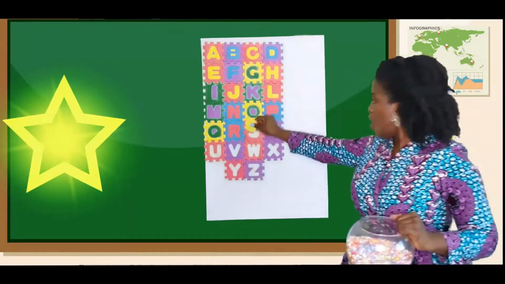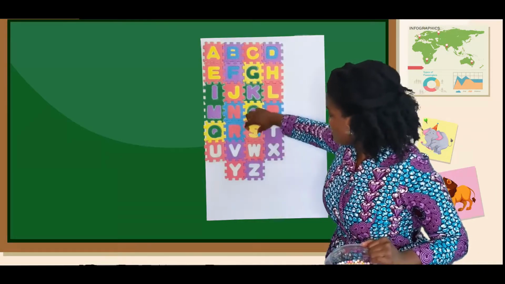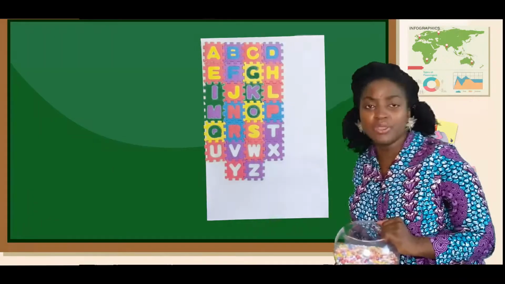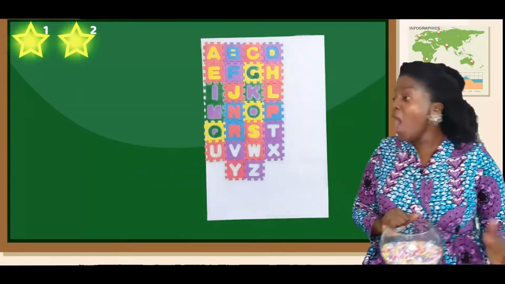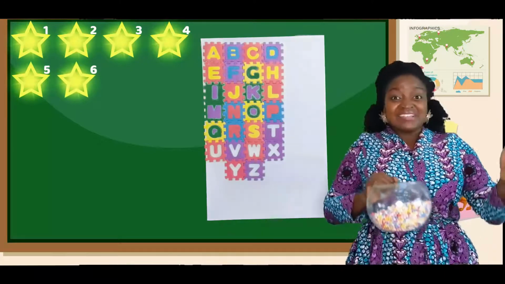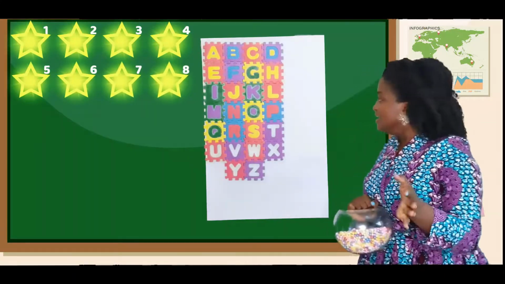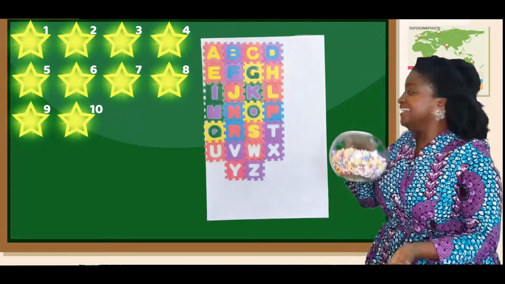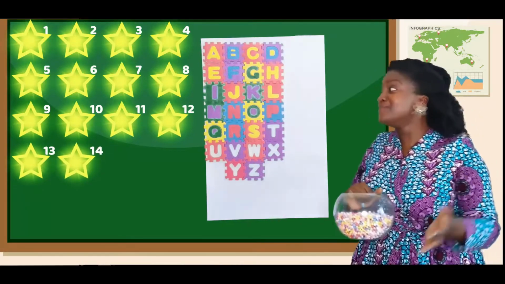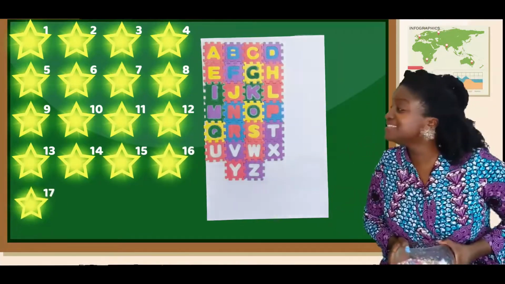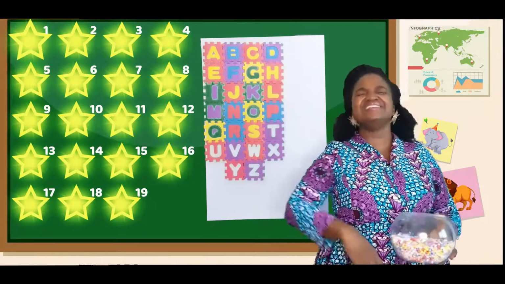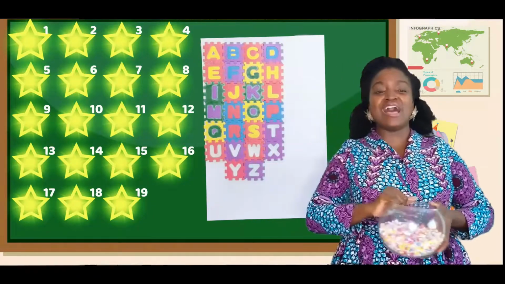Now let's put our letter S on the puzzle. Like that. Wait, let's turn it around. Like this. Okay, so how many stars do you have now? Let's count them. One, two, three, four, five, six, seven, eight, nine, 10, 11, 12, 13, 14, 15, 16, 17, 18, 19. You have 19 stars. Wow! Clap for yourself.